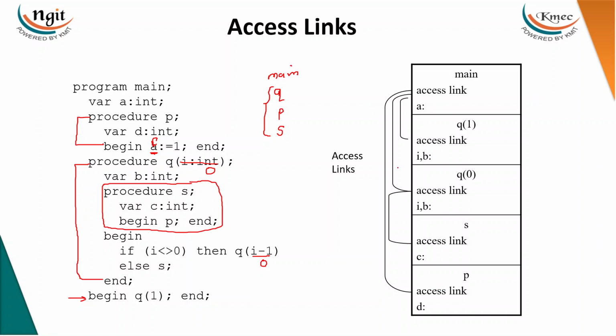So P should access the A value from the main. Like that we have to establish the links. We have declared A where we are using the value A, but from which activation record are we accessing it? So we have to maintain the link. Even though P was called by Q, we have to maintain the link to main, as we are accessing the non-local data from the main.